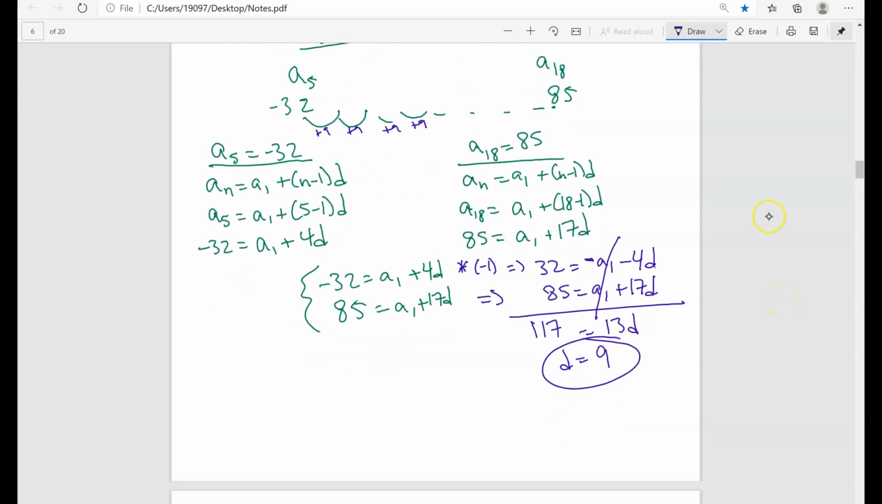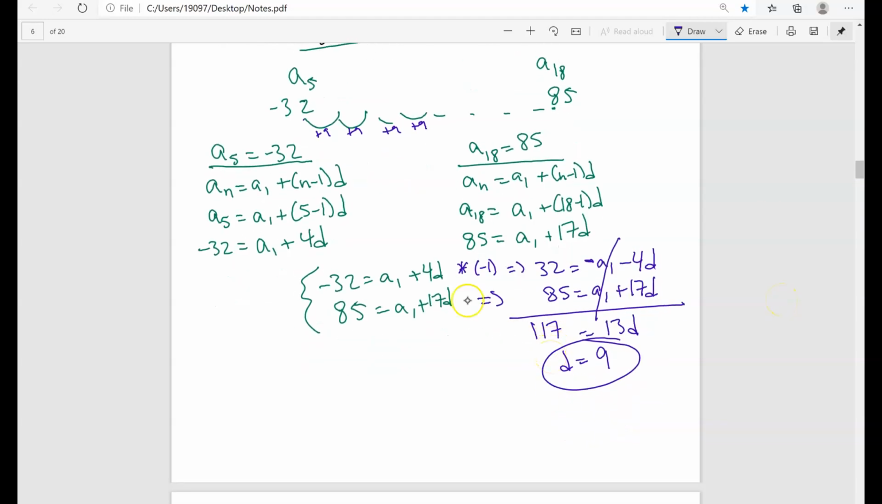Okay. Can we figure out what A1 is? Yeah. So let's go ahead and plug that in. A18 equals A1 plus 17D, which is 9. So 85 equals A1. 17 times 9 gives me 153. Okay, so I'm going to take 85 and I'm going to subtract by 153. That's going to give me negative 68 equals A1.